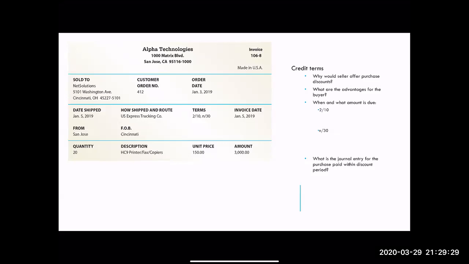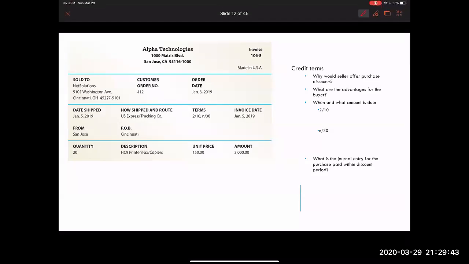What that looks like for us is what you see on your screen. If you have a CVS or Walgreens invoice, it's super long, but most invoices have the general information. It has where you're buying your inventory from, the supplier. It has who it was sold to, so for us, we are Net Solutions. It shows when we bought it and when it's going to ship.